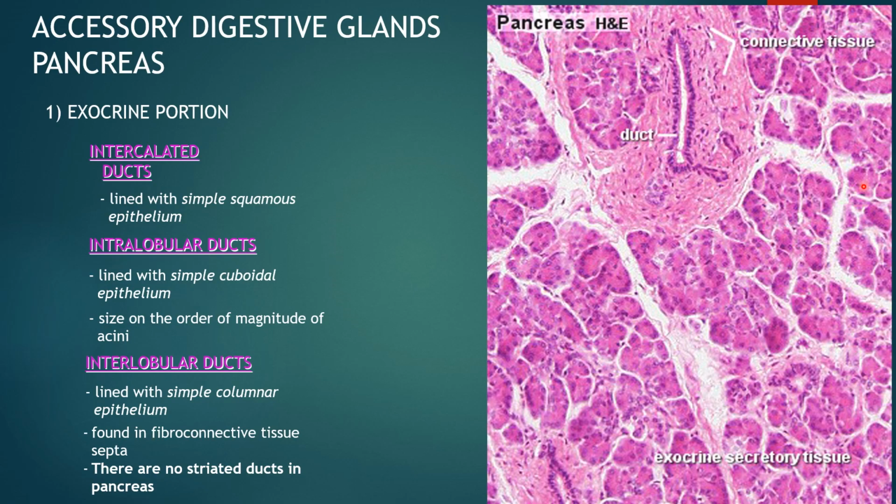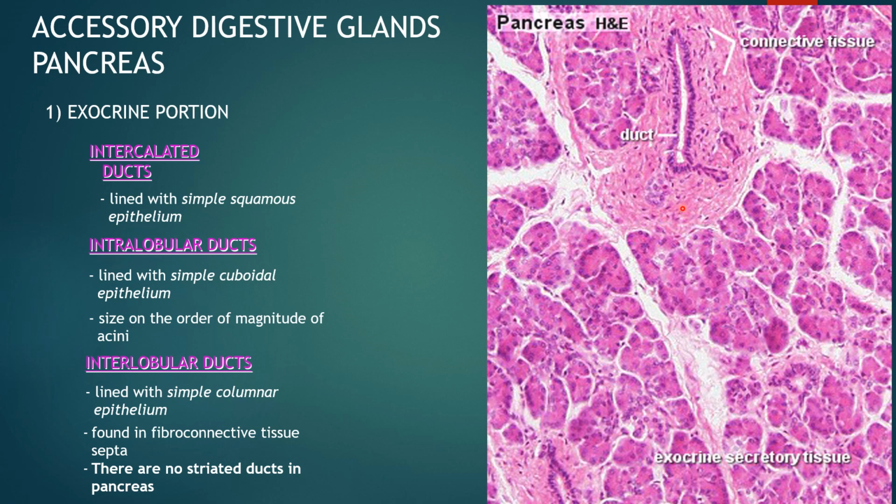So intercalated ducts are smaller size ducts and they are lined either by low cuboidal epithelium or simple squamous epithelium. Then there are the intralobular ducts, and these intralobular ducts are lined with simple cuboidal epithelium, size on the order of magnitude of the acini. So the outer diameter of the intercalated duct is smaller than that of the acinus, while the outer diameter of the intralobular duct is larger than that of the acini.